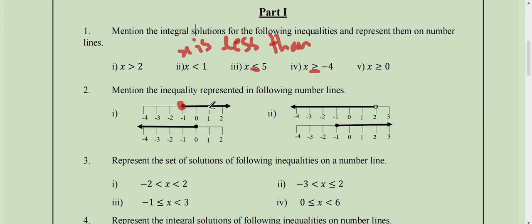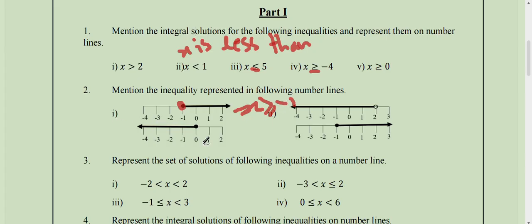I think now you can understand: this side is increasing, this side is decreasing. So what happens? X is increasing from minus 1 to positive infinity. So you should write the symbol like this. Okay, so this represents this number line: x is greater than or equal to minus 1.